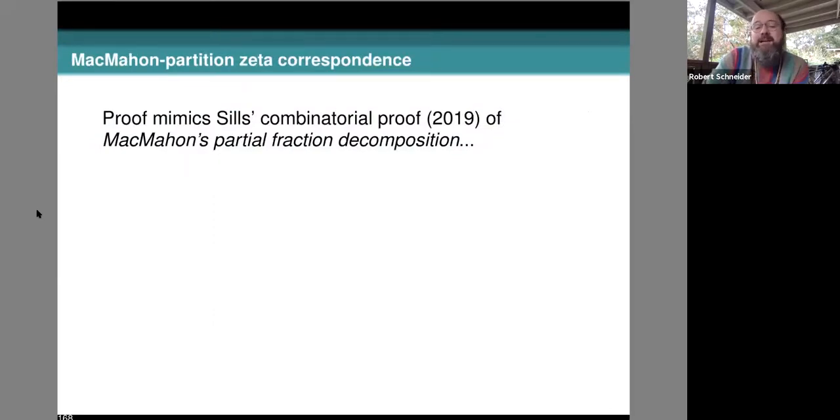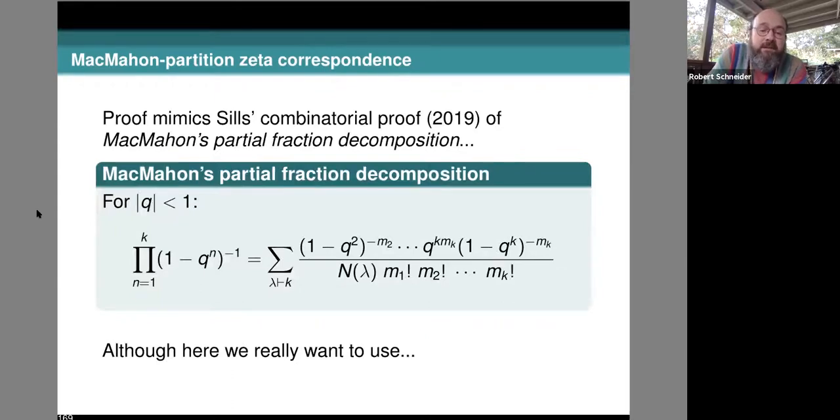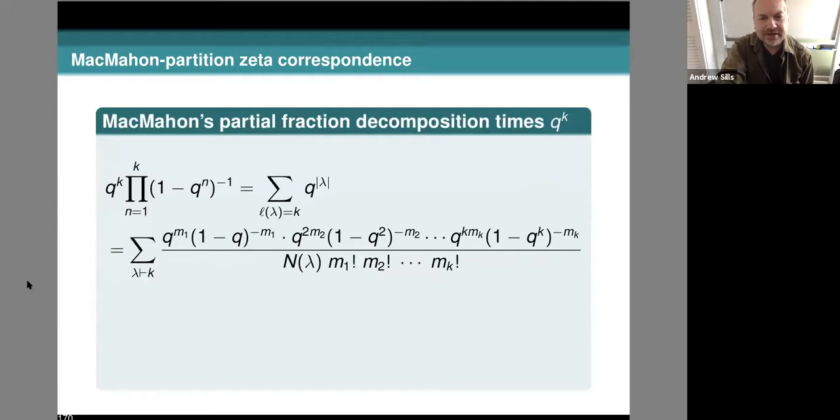The proof of this mimics Drew Sills' combinatorial proof of MacMahon's partial fraction decomposition formula. This is a really famous formula. I'm giving it here because it gives a cool correspondence. Actually, we don't want this formula, but I want to point out that it's cool. Here we have a generating function on the left. It generates partitions of length k, as well as largest part k. You can look at it both ways. And on the right, it is a very similar looking decomposition as a sum over partitions of k. Length k on the left, size k on the right. That's a cool correspondence. Actually, we don't want length at most k on the left.